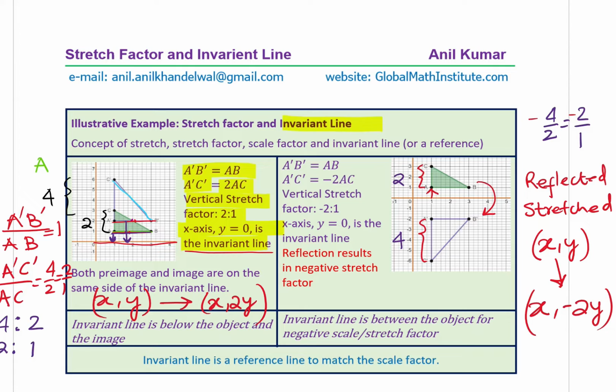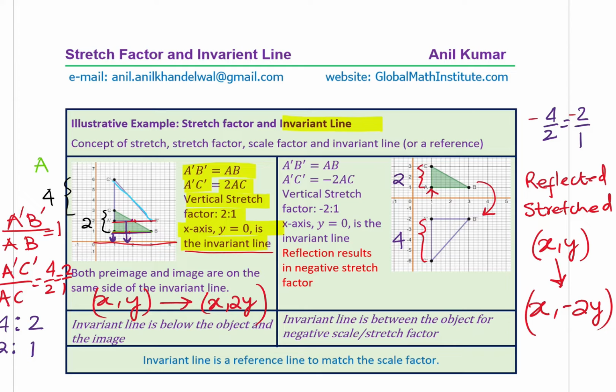Now these transformations are from a reference line, right? They're not always from the x-axis. Remember that part, right? So that is important to understand. Now, how do we find the invariant line? Now, since the stretch factor is minus 2, we're looking for a line in between the pre-image and the image object. So from in between, one side, one direction will be considered positive, the other as the negative, right?